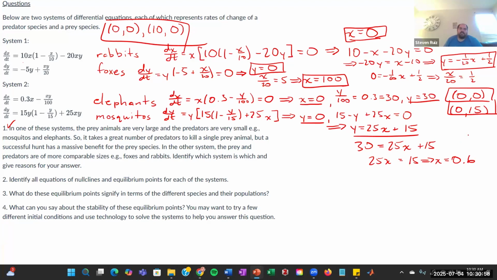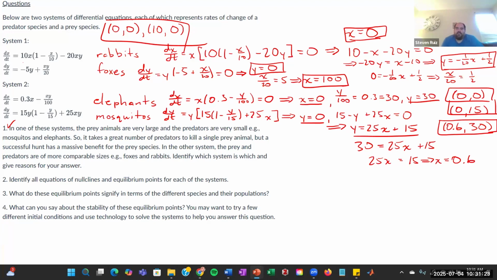let's assume that X and Y don't stand for individual elephants. Maybe it stands for hundreds or thousands or something. But what's the equilibrium we get here? So that actually makes sense. X equals 0.6 and Y equals 30. So also under these conditions, we have equilibrium.